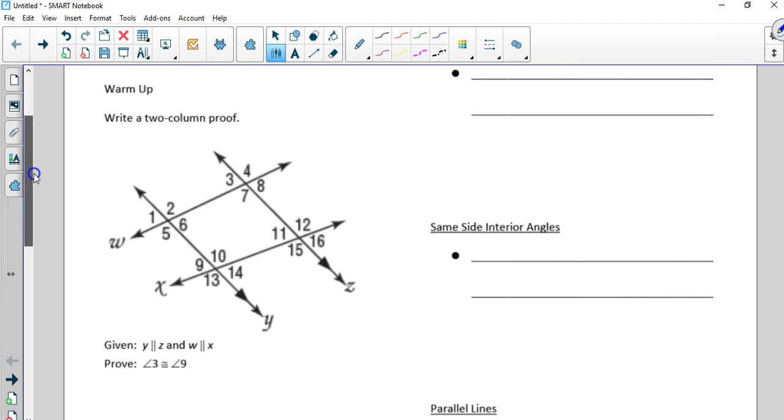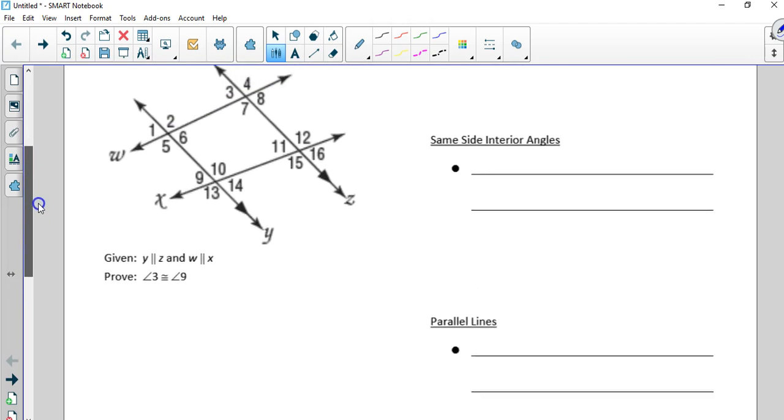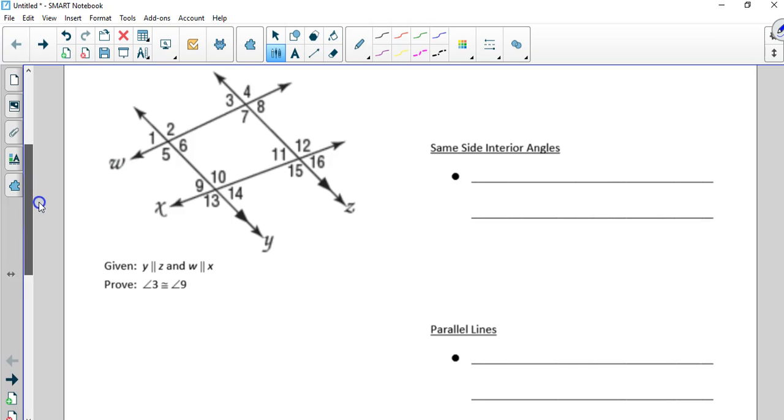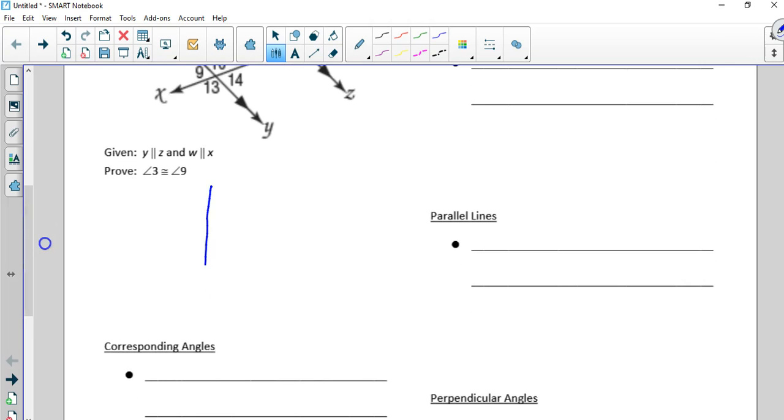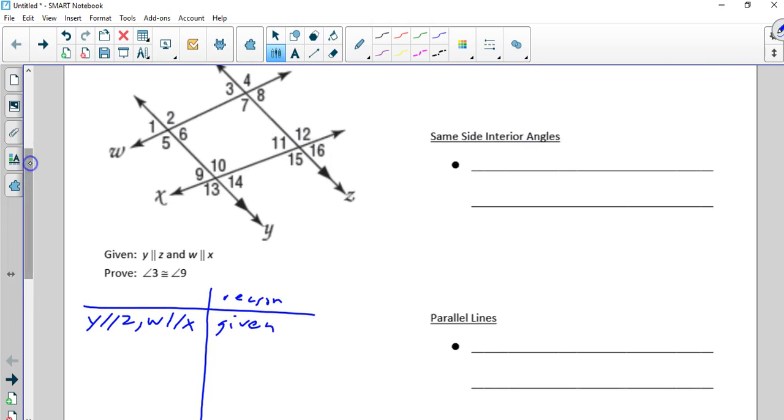So, day 9, more on proofs. A quick warm up. We're going to write a proof using this picture here. Given that y and z are parallel, w and x are parallel. So, let's just start with that right off the bat. And we'll say y parallel to z, w parallel to x, given. Okay? I'll try to prove 3 and 9 are congruent, which you can tell are both the acute angles in this drawing.